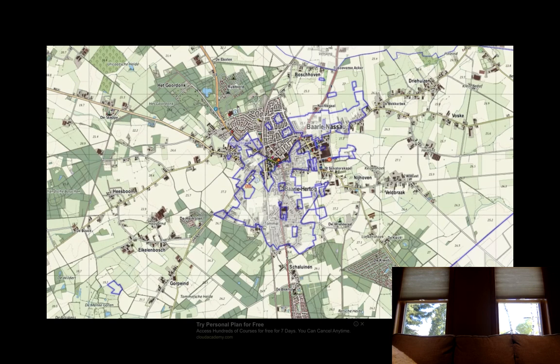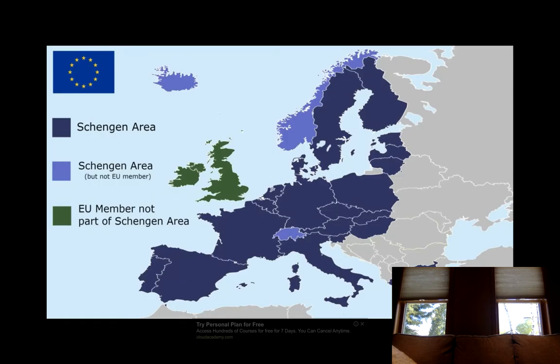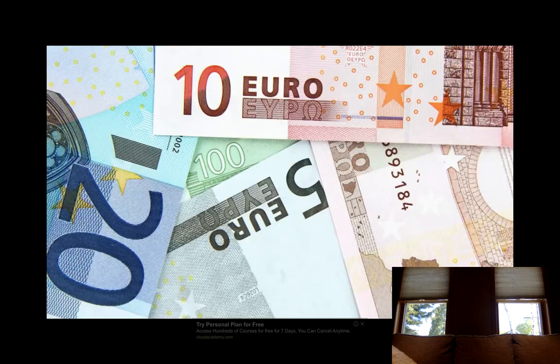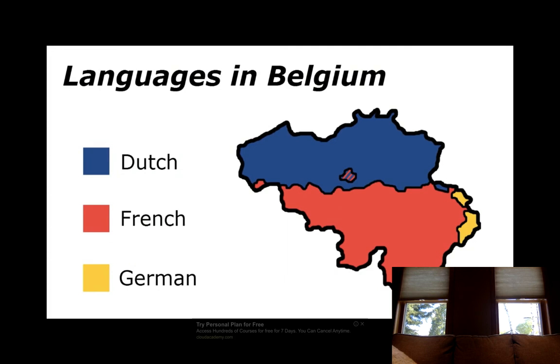Because both countries are part of the EU's Schengen area, borders are completely open, allowing free travel between the countries. And since 2002, both countries use the euro. And there's also no language barrier because Dutch is the official language of northern Belgium.